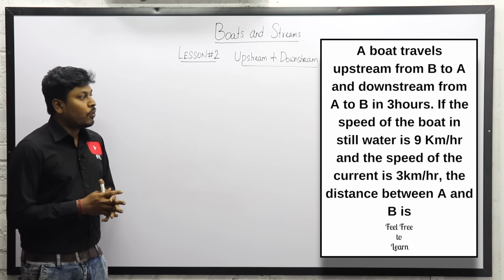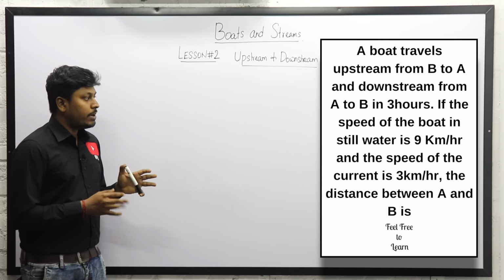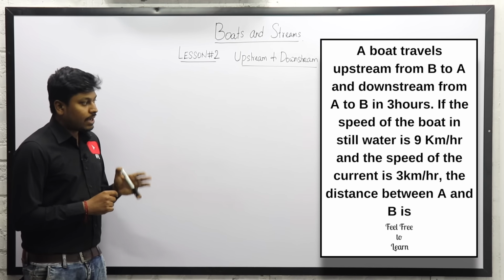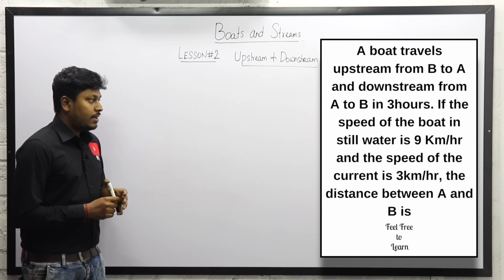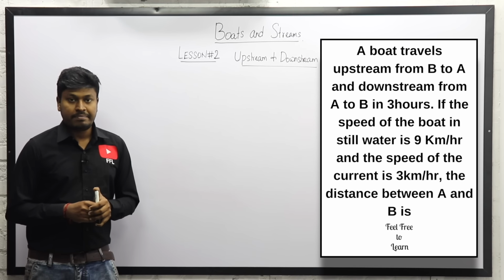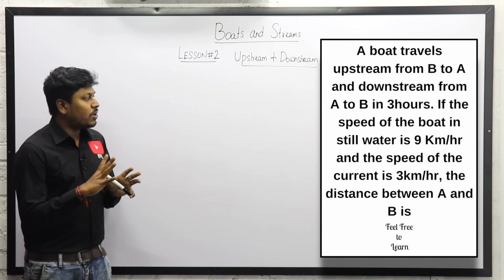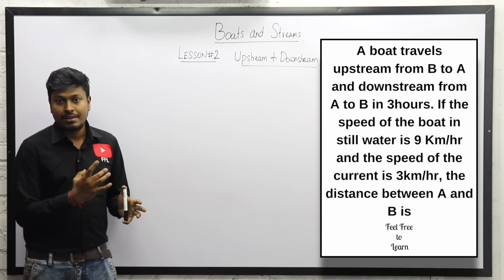If the speed of the boat in still water is 9 km per hour and the speed of the current is 3 km per hour, find the distance between A and B. So just listen here. First let me see what all the data they have given in the question.